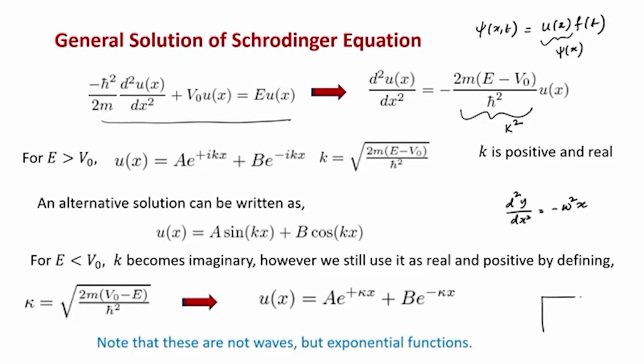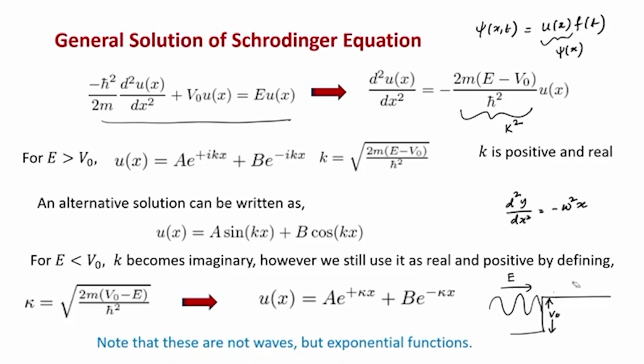Suppose that there is a discontinuity like this, of magnitude V naught, and the energy of the particle is larger than V naught. Then the wave that is going to be propagating is written as A exponential i kx and B exponential minus i kx, with k equal to the square root of 2m(E minus V0) by h cross squared. K is positive and real. It's going to be a traveling wave here with k equal to root over 2mE by h cross squared, and it's going to be again a traveling wave here.